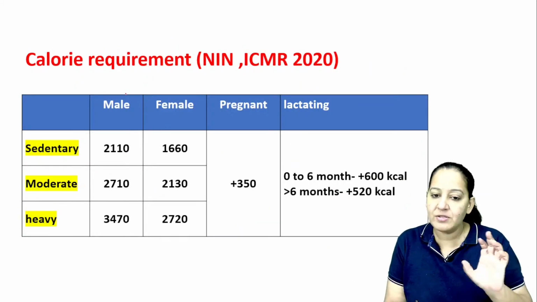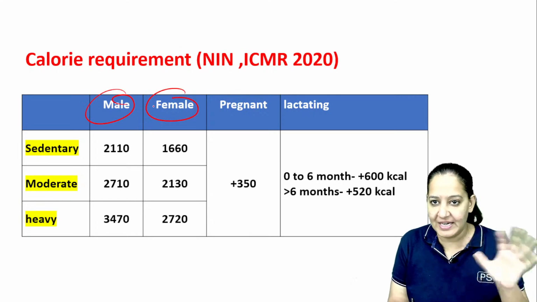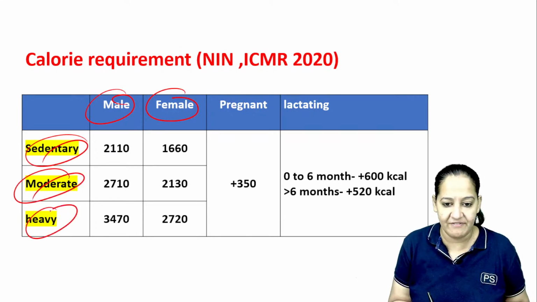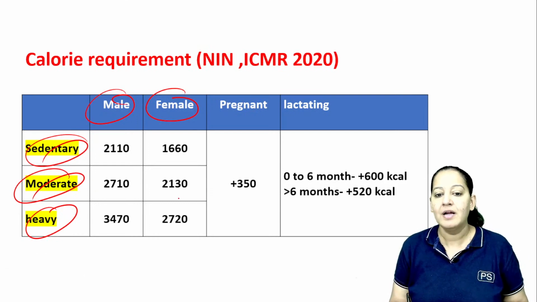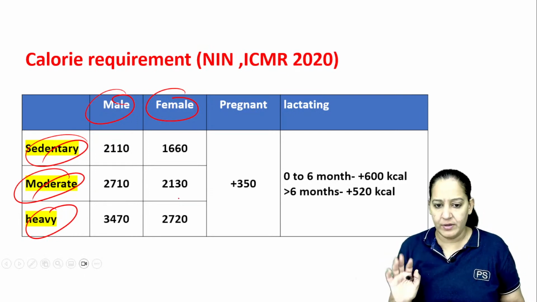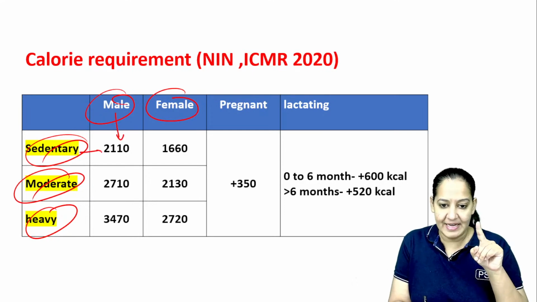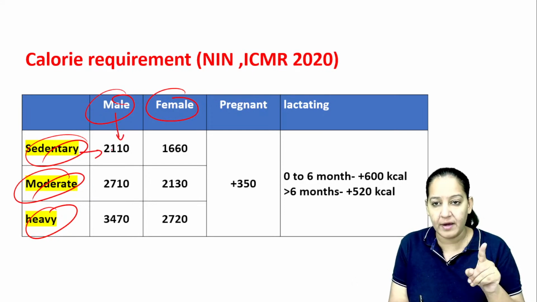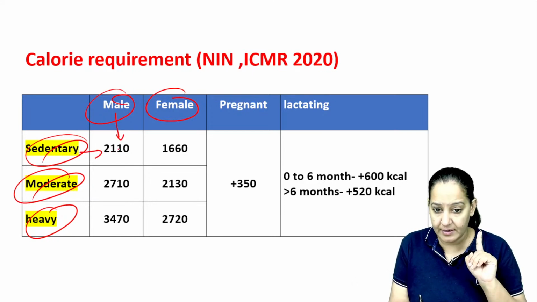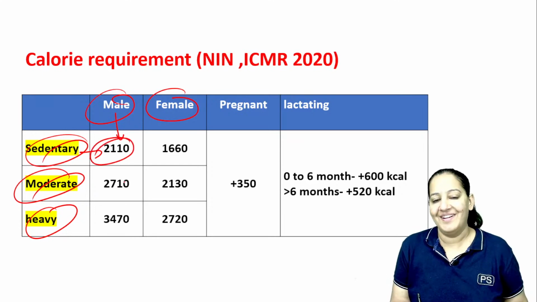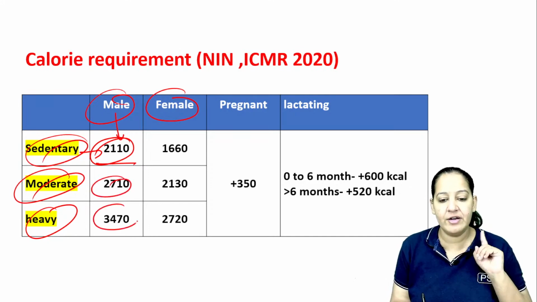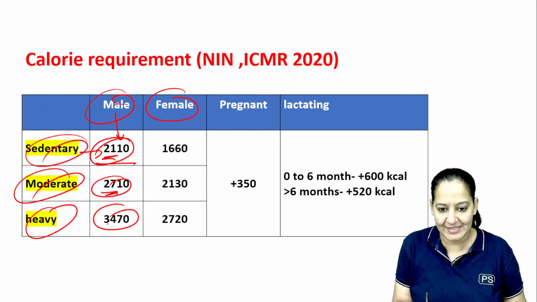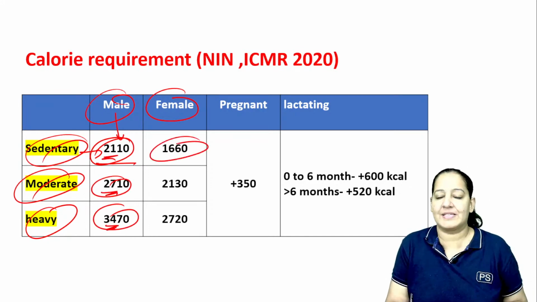It also depends on whether you are male or female. It differs gender wise, and it also differs for sedentary, moderate, heavy, depending on what type of physical activity you do daily. Now you have to learn this. Let's start with the sedentary male. The daily 24-hour calorie requirement is 2100 kilocalories for a sedentary male. Please learn 2100, 2700, 3400. 21, 27, 34. In female, it's 1600.